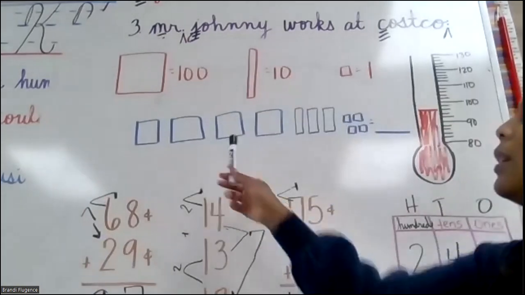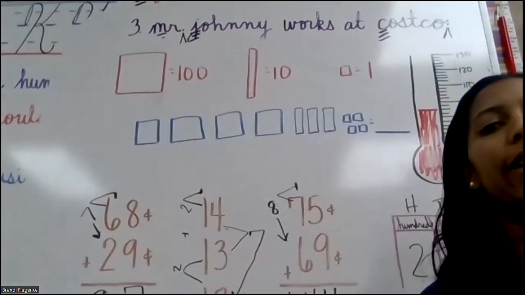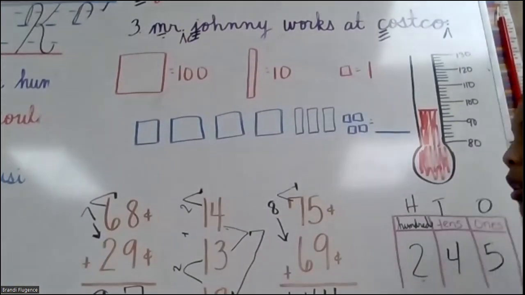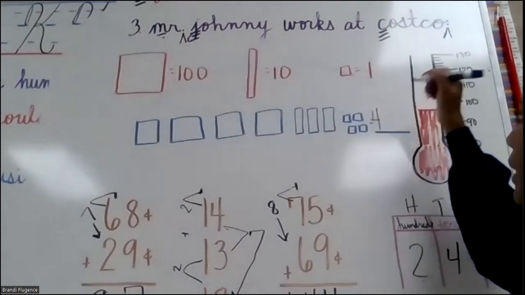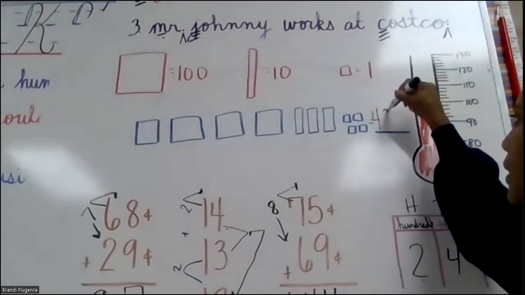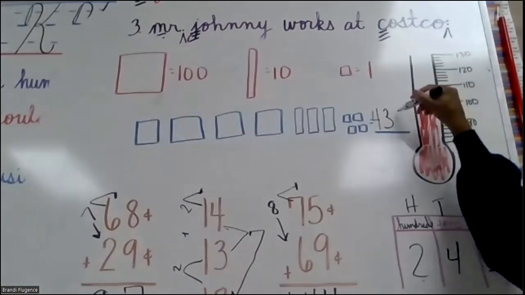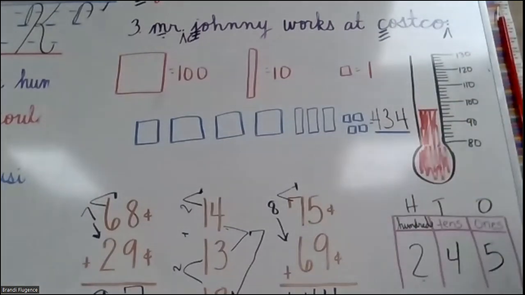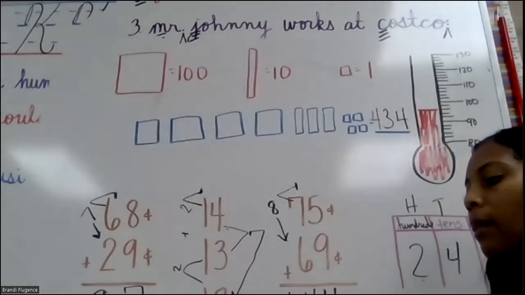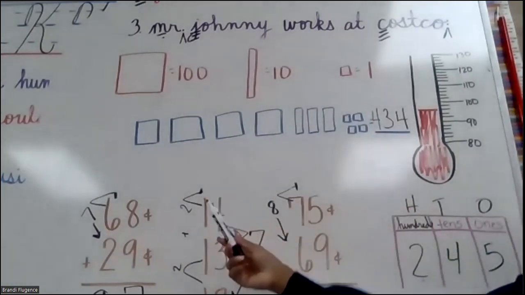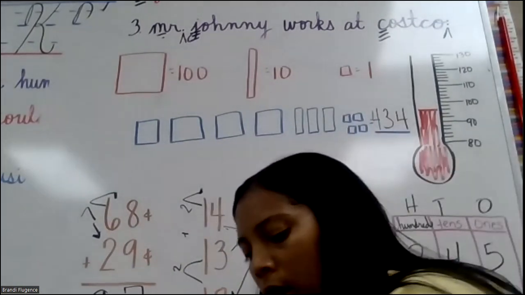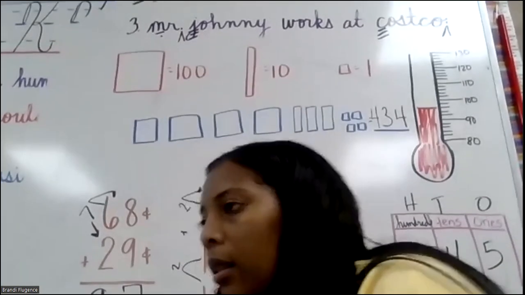Okay. Let's go ahead and look at this one. How many hundreds? 400. 400. How many tens? 3. 3 tens. And how many ones? 4. What number did that make? 434. So this is how we read the number blocks. That's easy.